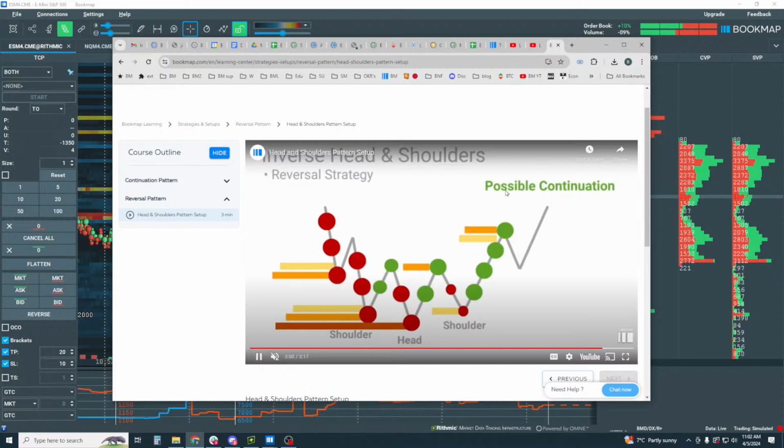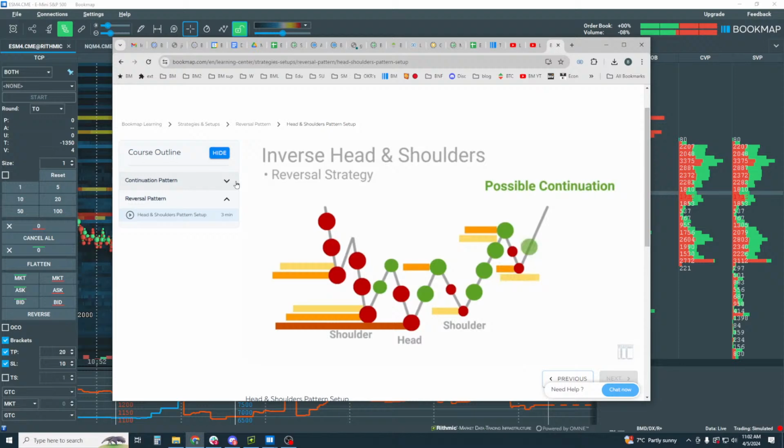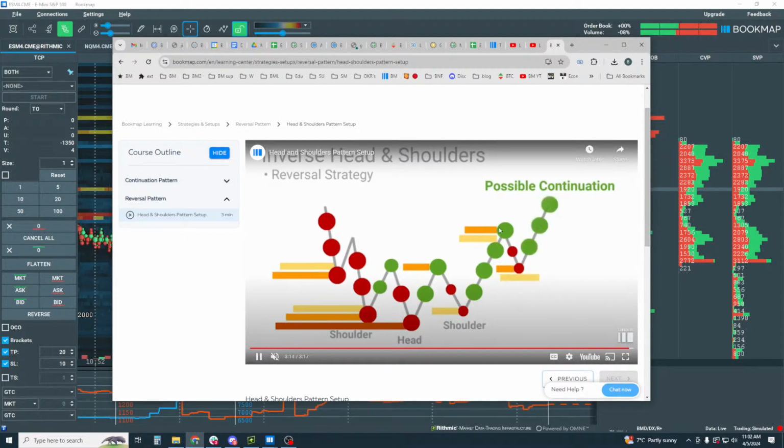A lot of times these are really strong, powerful patterns, and now you can parlay this into a continuation pattern, and then you can start to look at a pullback. This would be your flag pattern in here.